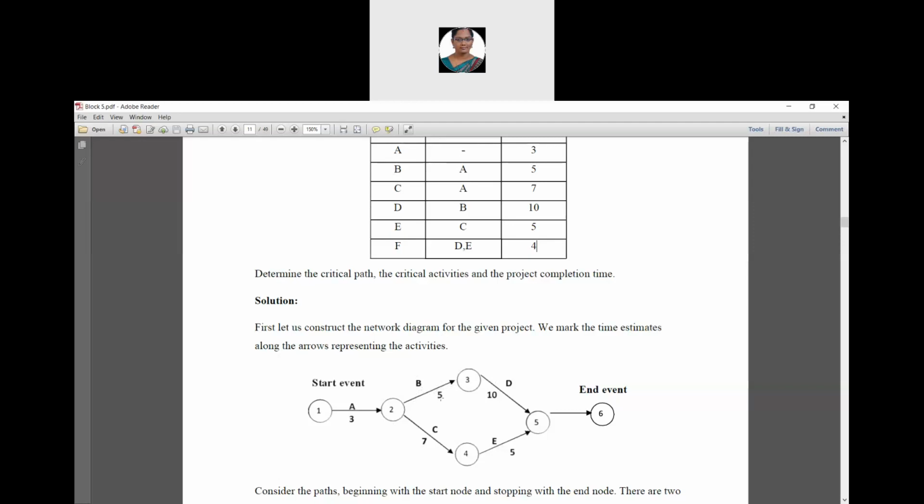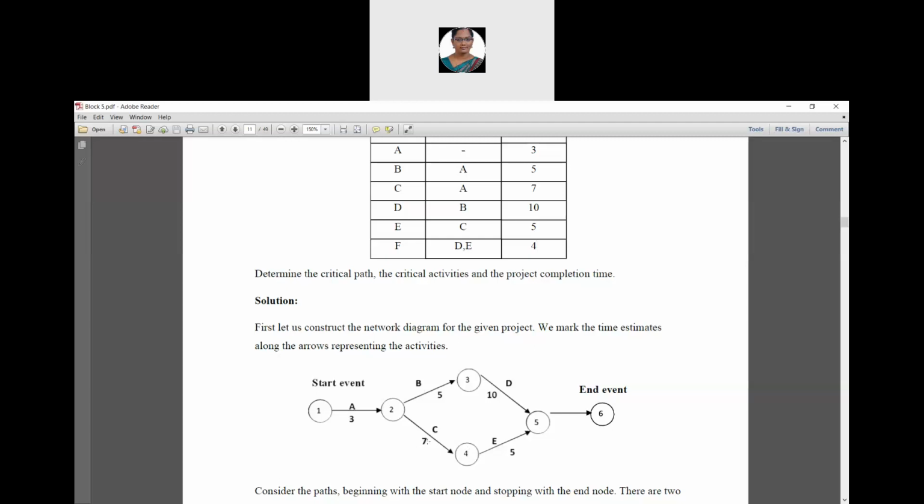Okay, next moving on to C. C has a predecessor activity again A. So we have to draw a path between 2 and 4. Its activity name is C and C has a predecessor activity A. Do you understand? Its time duration is 7.